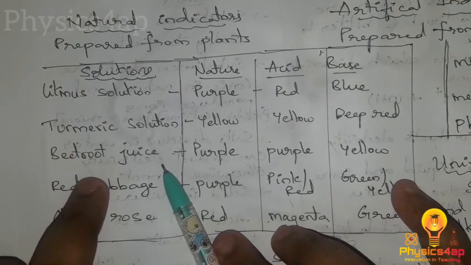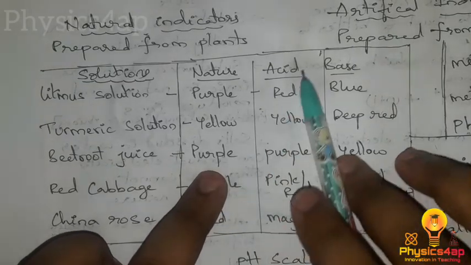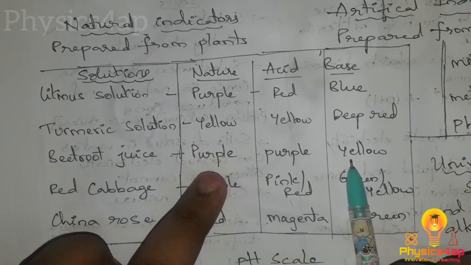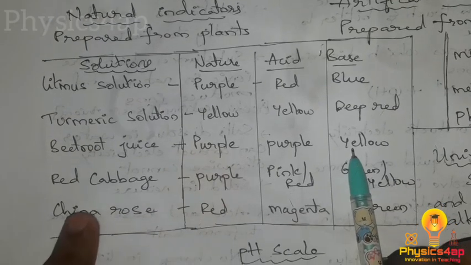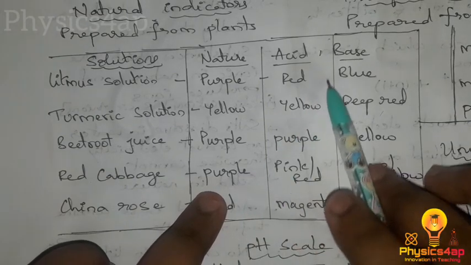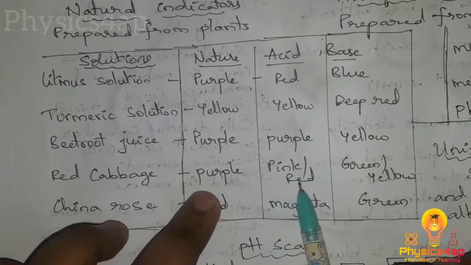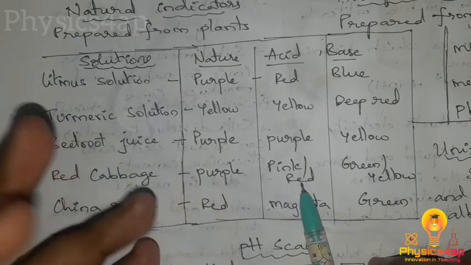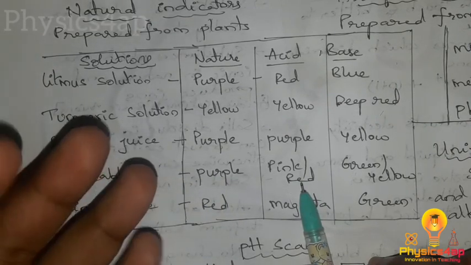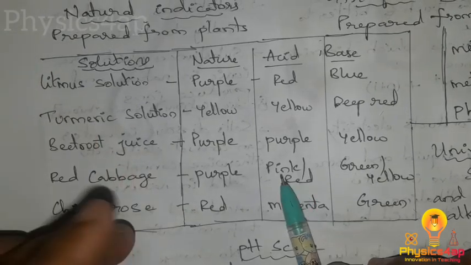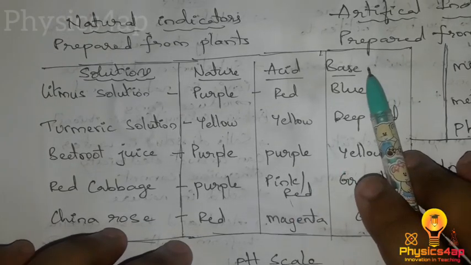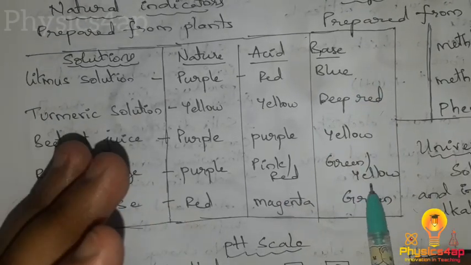Next, coming to beetroot juice, as it is purple, in acids there is no change, but bases turn it yellow. Red cabbage, as it is purple, turns pink or red in acids. Pink or red is based upon its nature, that is what we call strong acid and weak acid, so based upon that the color changes to pink or red. And coming to the base, it turns green or yellow.